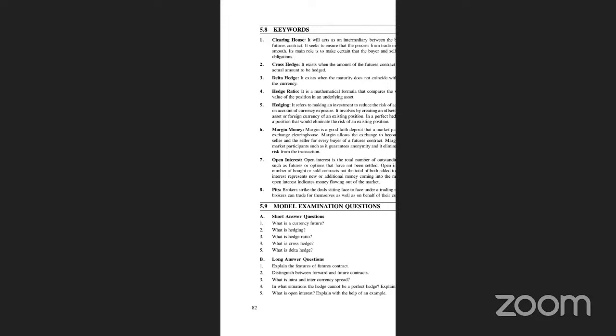Simple yet short yet a very important content, conceptual knowledge in this unit, which consists of currency futures, hedging, what is the ratio of hedging, cross hedging, what is it, delta. Then we have contracts, differences between contracts, and a very simple conversion from one contract to another contract, differentiation, and simple problems based on the contracts can be focused on besides intra and intercurrency spread also.